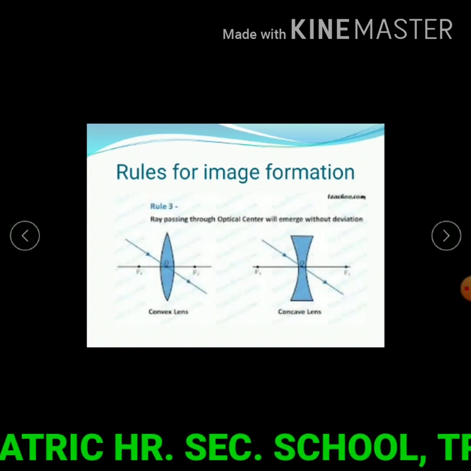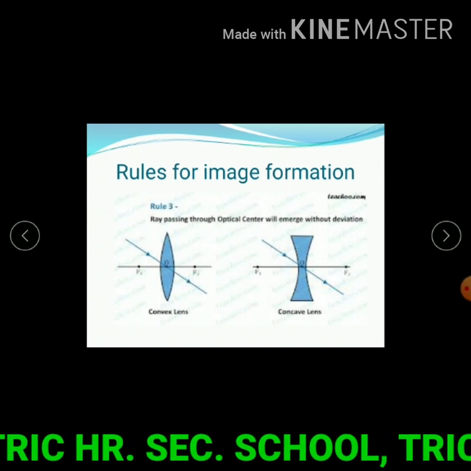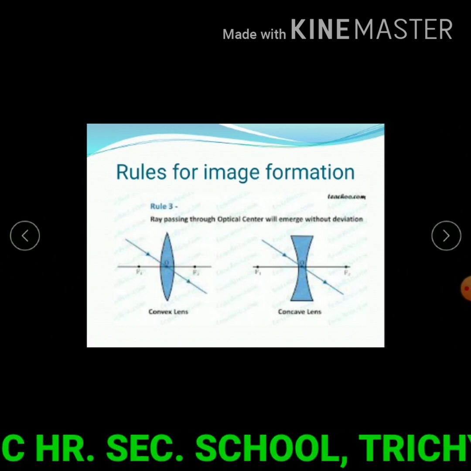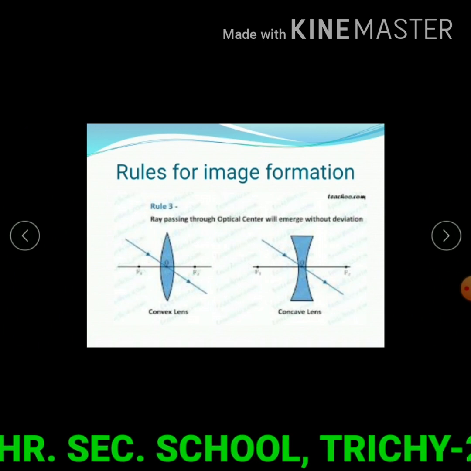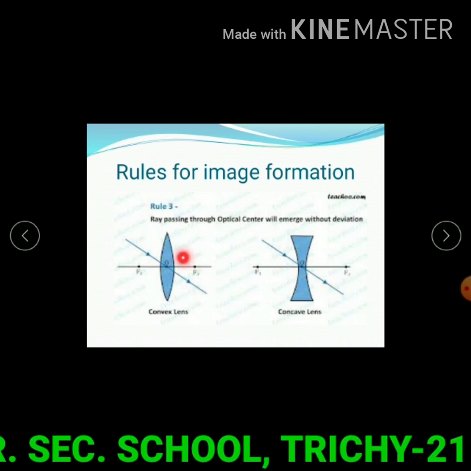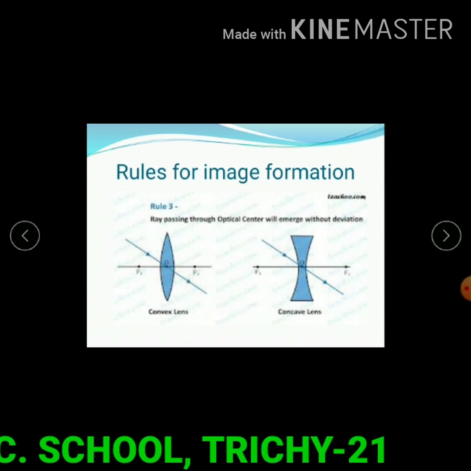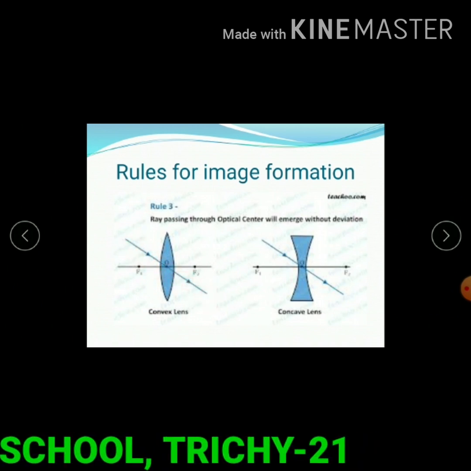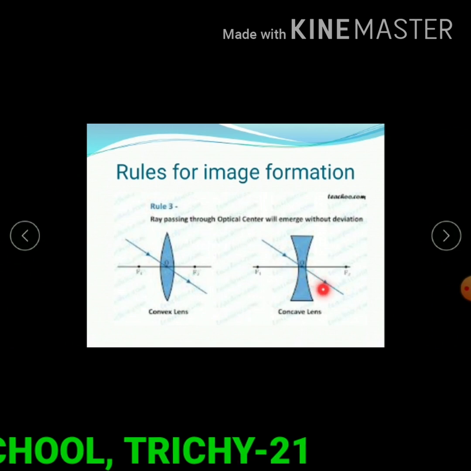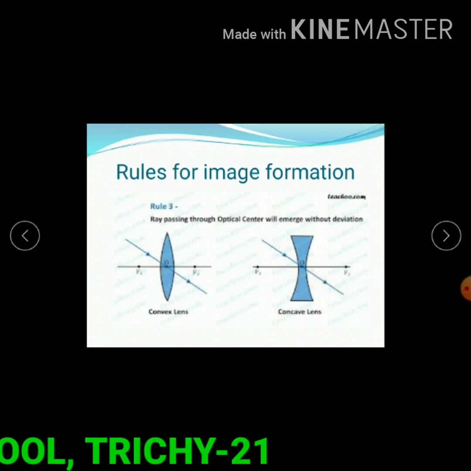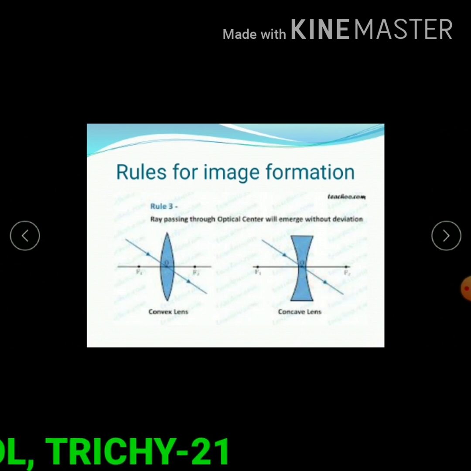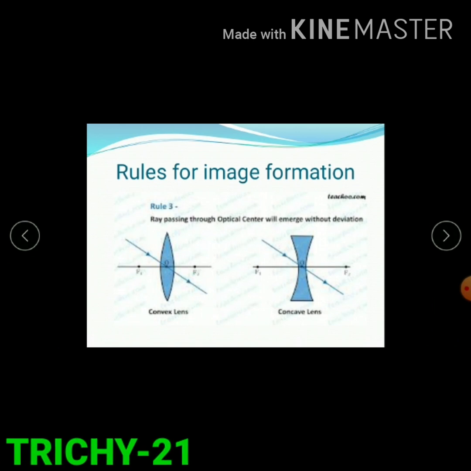Next, rule 3: a ray passing through the optical center will emerge without any deviation. Here there is no deviation in the path of light when a ray passes through the optical center. So these are the 3 important rules for image formation.